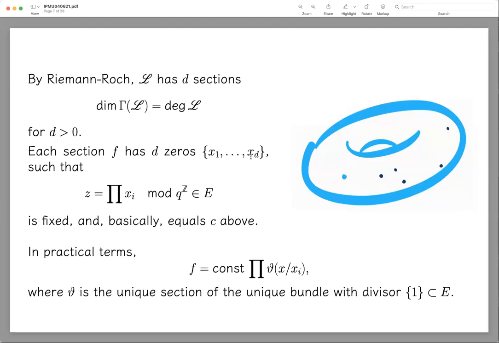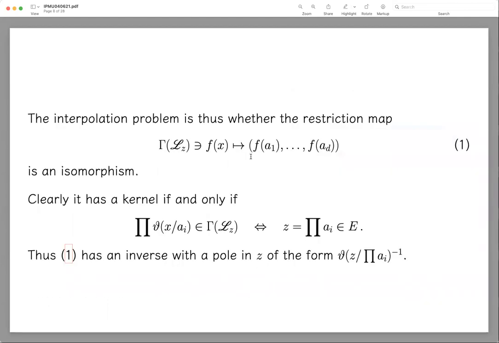So in other words, the set of sections of your line bundle is in fact parameterized by some constant multiple times the product of theta functions. Theta function is this remarkable section of a degree 1 line bundle that has a zero at the origin of your elliptic curve. So if you write this expression, that's the space of sections of your line bundle, where the product of the xi is equal to some fixed constant, which is more or less c before. Maybe call that constant z here.